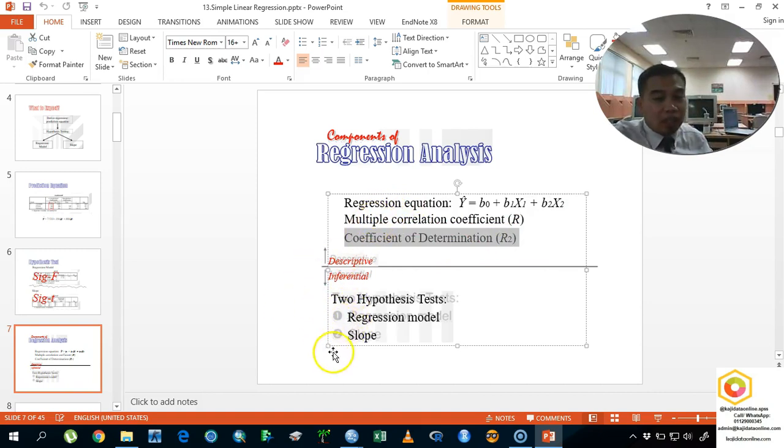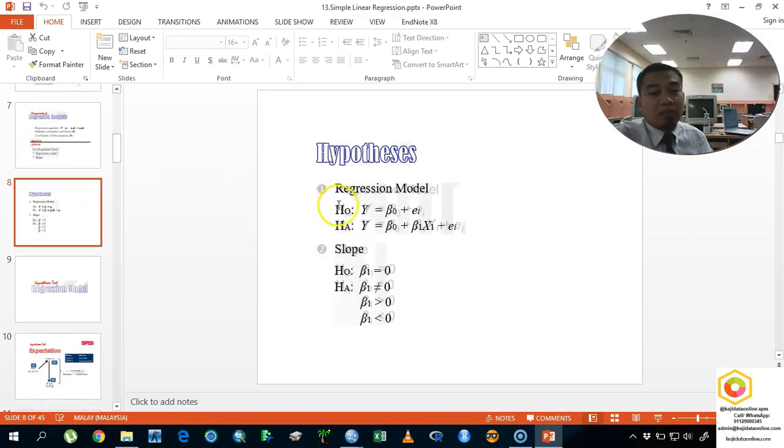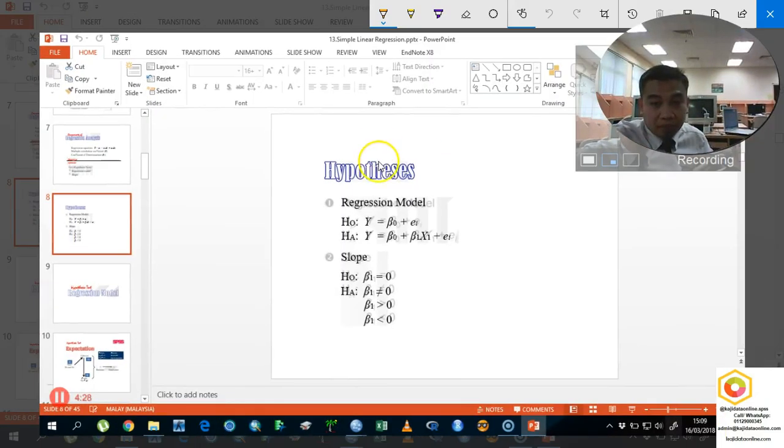Two hypotheses, regression and slope model. After you run this data, you will understand a little bit. So this is the hypothesis that you want to establish. The first one, our null hypothesis will say that the regression model does not fit, and the alternative says the regression model fits. That's all.